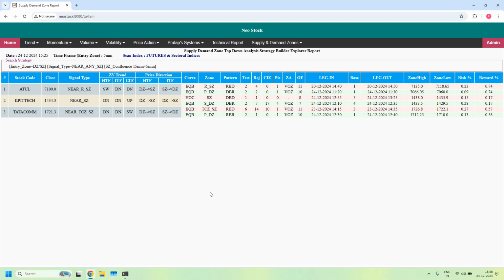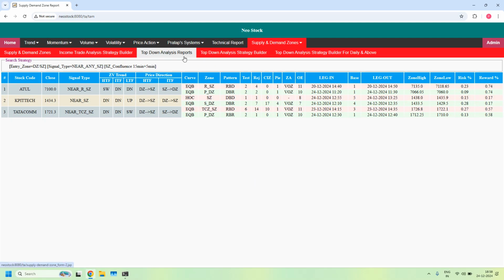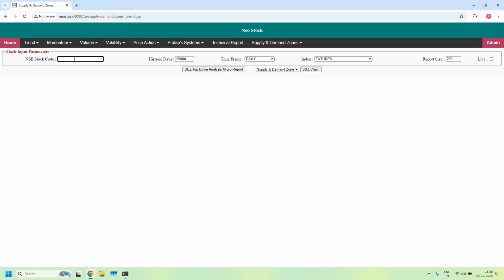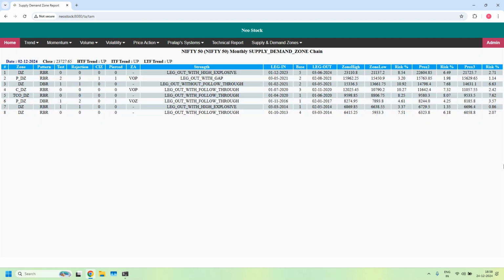Okay, this is about stocks near demand and supply zones for different time frames. Now let me generate NIFTY and BANKNIFTY supply demand zone chain. Let me start with NIFTY, generating monthly supply demand zone chain for NIFTY. This is NIFTY monthly supply demand zone chain.